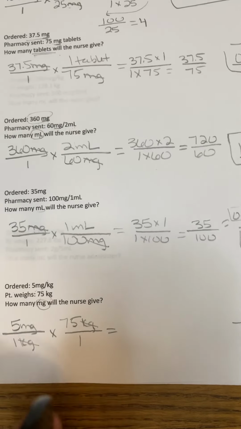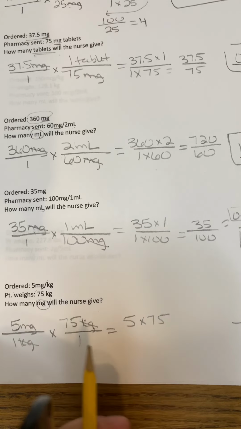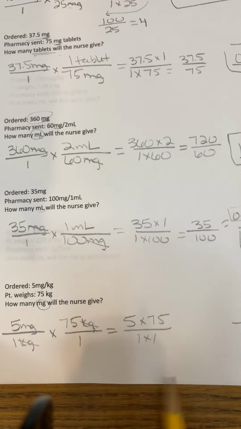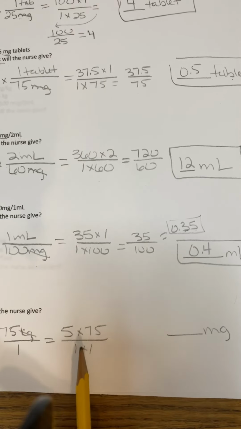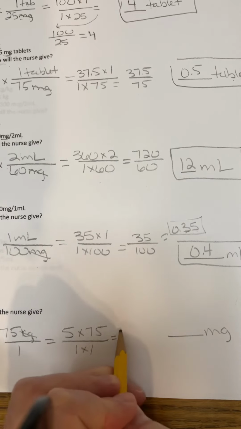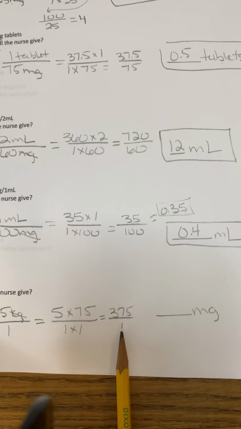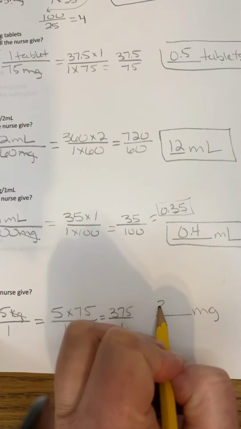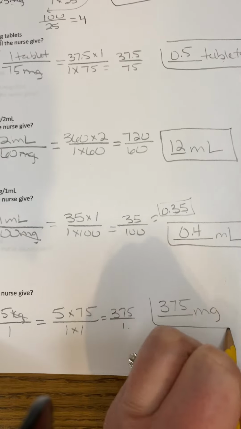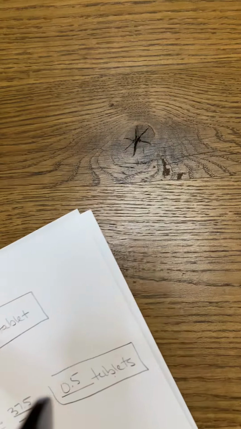And now we can do our multiplying. So across the top, we're going to have 5 times 75 over 1 times 1. So 5 times 75, if we were to do that math, is going to equal 375 over 1. And we know if we divide 375 by 1, it's going to remain 375. So our answer is 375 milligrams is what's going to be administered. All right. Next sheet here.